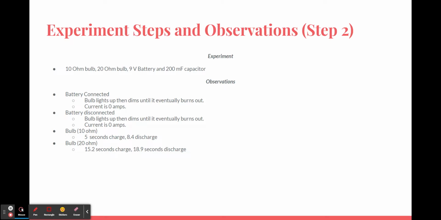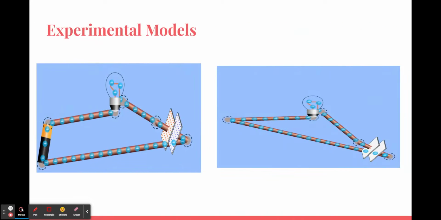When the 10 ohm bulb was used, the capacitor charged in 5 seconds, but discharged in 8.4. When a 20 ohm bulb was used, the capacitor charged in 15.2 seconds, but discharged in 18.9. These are the models used to calculate the previously discussed concepts.